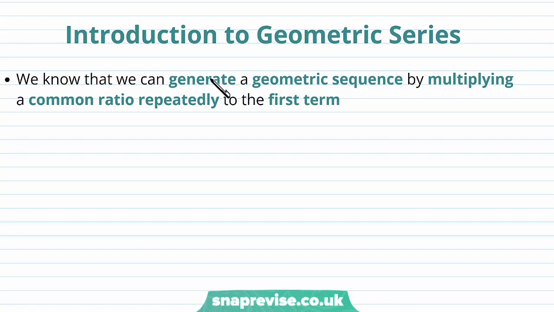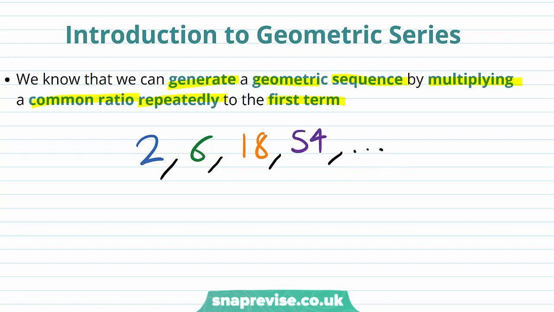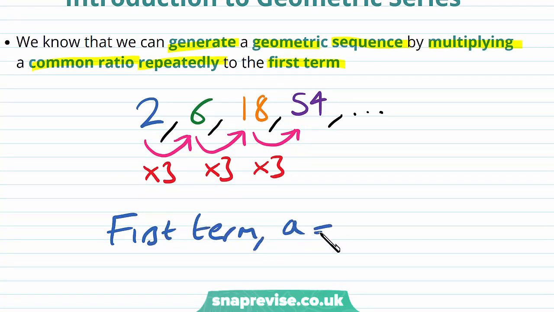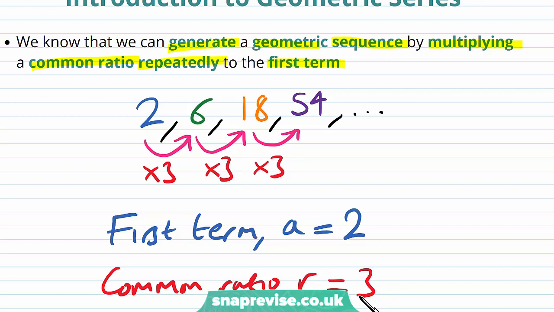We know that we can generate a geometric sequence by repeatedly multiplying the first term by a common ratio. Let's say we have the geometric sequence 2, 6, 18, 54, and so on. At each stage we are multiplying by a common ratio, which in this case is 3. So the first term, which we denote as A, is equal to 2, and the common ratio, which we denote as R, is equal to 3.